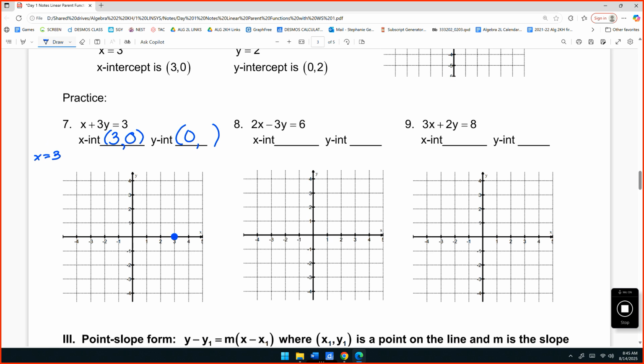Okay, now we can do the y-intercept as well. The x is 0. So we plug in 0 for x, and it essentially goes away. Looking at 3y equals 3. If 3y equals 3, what does y equal? 1. Okay, so yeah, 2 points make a line.